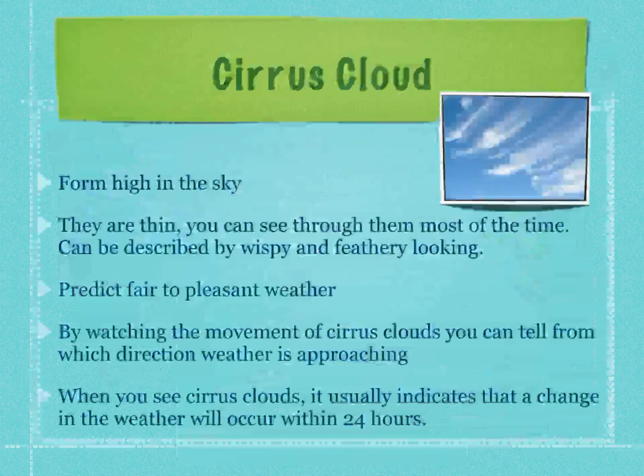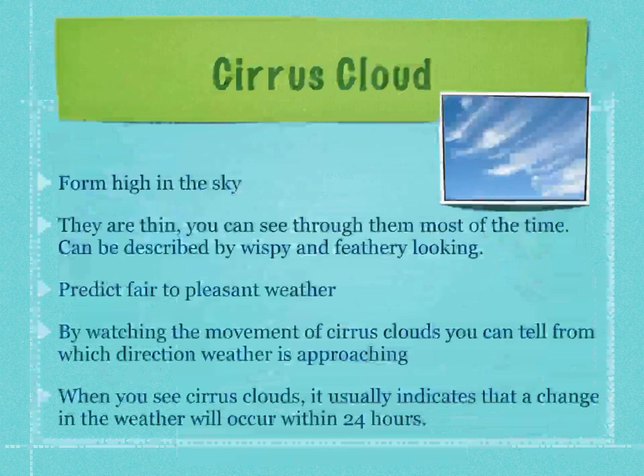They usually form really high in the sky. So these clouds are one of the highest clouds, okay? And they're usually really thin. So if you think about something that's thin, you can see through it most of the time, okay? And like I said, it looks like feathers, or they look like horsetails, and they're really wispy, okay? So if you look at it, it kind of does look like a horsetail right there.